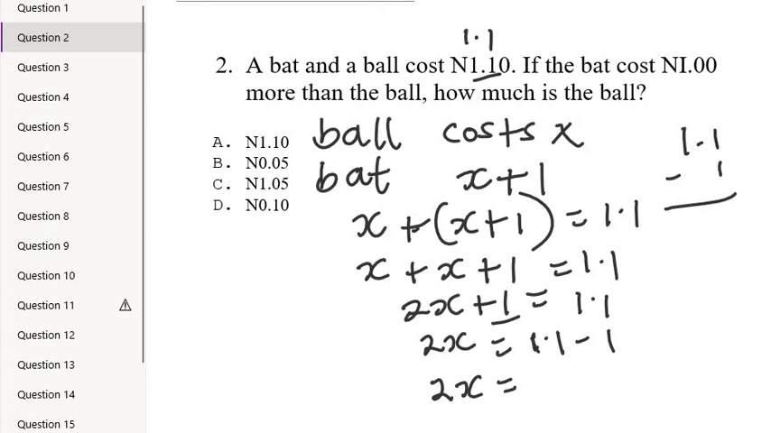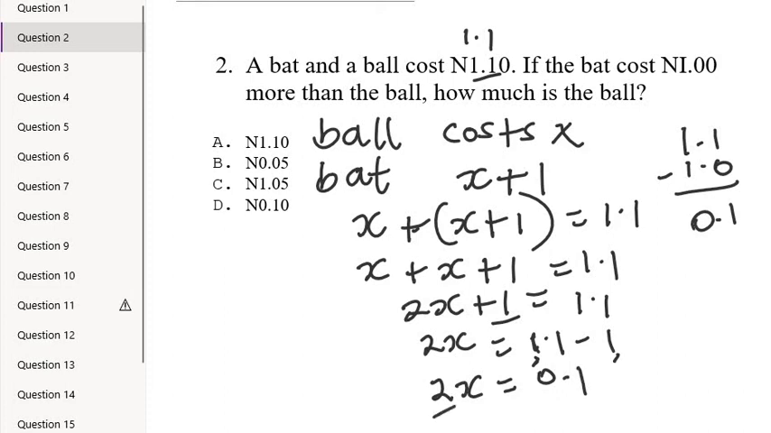Sorry to take this part again. This one is a whole number, so it has to be under this one. This is the same as 1.0. This is a whole number, this unit has to be under unit. 1 minus 0 is 1. 1 minus 1 is 0, so it's 0.1. So 2x equals 0.1.